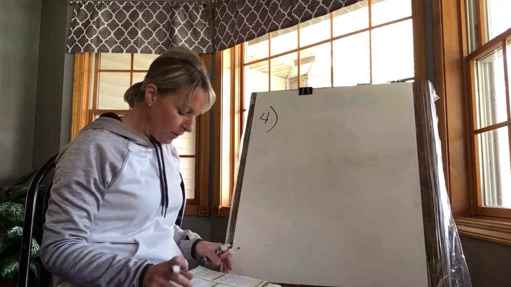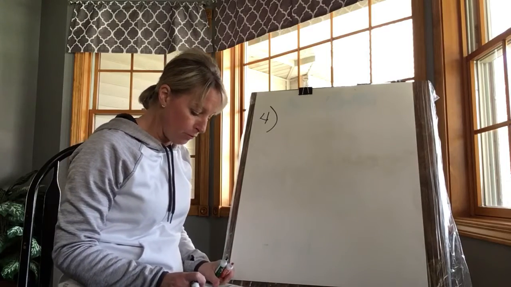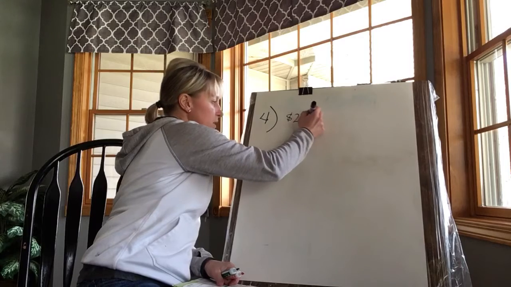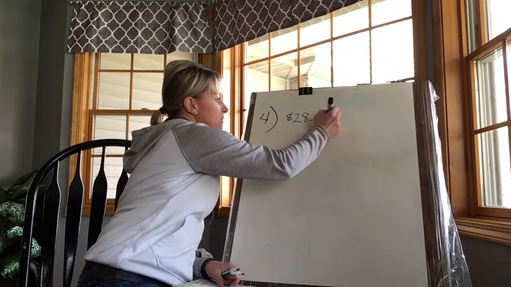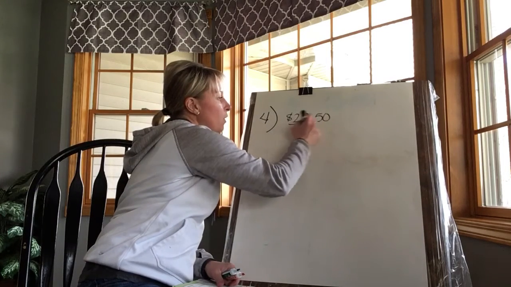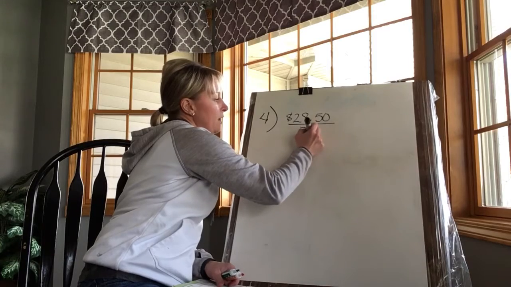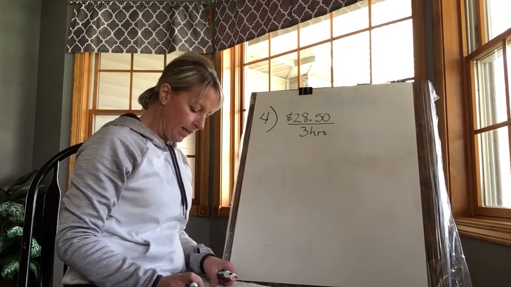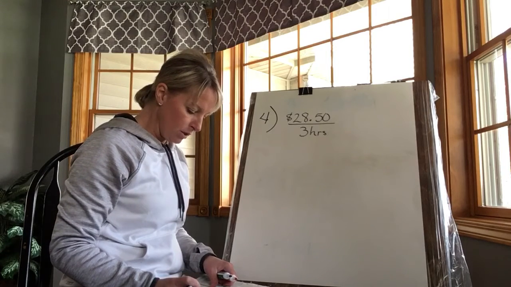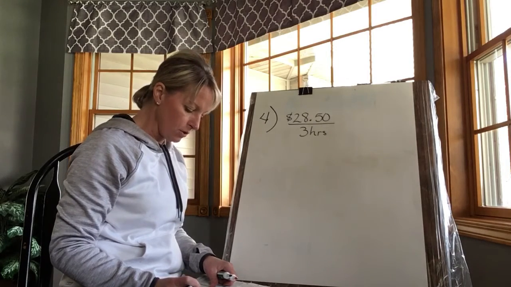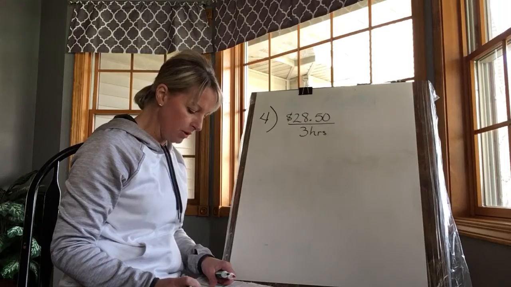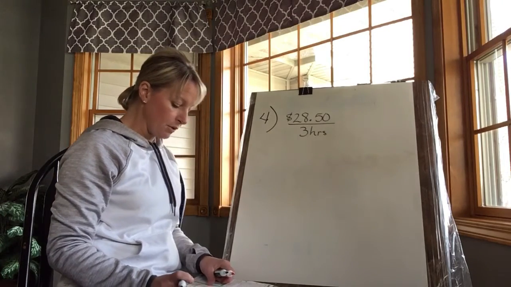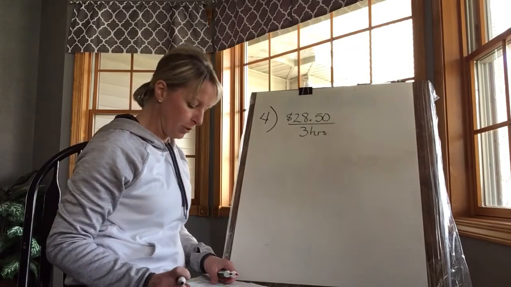So Trina earns $28.50 tutoring for 3 hours. So I'm going to write that down. I make $28.50, and that's for 3 hours of work. Write an equation relating her earnings, M, to the number of hours, H, she tutors. Assuming the situation is proportional, how much would Trina earn tutoring for 2 hours? And then we have to find it again for 4.5.